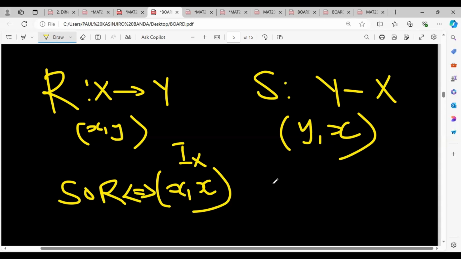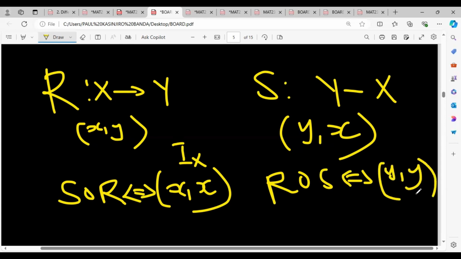And then if I have R of S, it means my coordinates will be in what form? Now we're starting from the S. So Y is mapped to the X, and then this X is mapped back to the Y in the R. So the composition R of S will just be in the form Y, comma Y. And this is what they mean by the identity on Y.